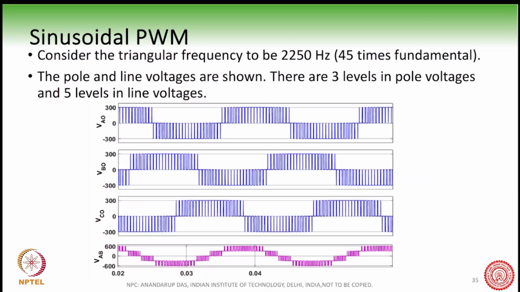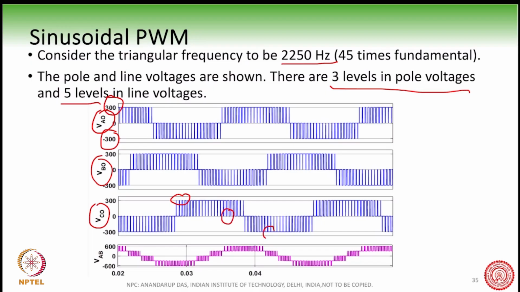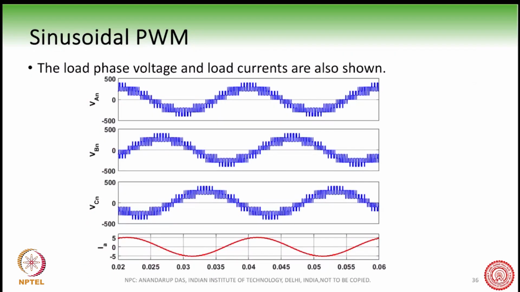And suppose you then put it into practice, you can show some of the waveforms. Here you can see this VAO voltage, plus 300 to minus 300. I have taken a DC link of 600 volt, and I have taken 2.25 kilohertz as the triangle frequency, which is 45 times the fundamental. So here you can see 3 levels in pole voltage and 5 levels in line voltage. VAO, VBO, VCO have 3 levels: this is the 300 level, this is 0 level, and this is minus 300 level. And therefore, of course, VAB has 5 levels in the line voltage.